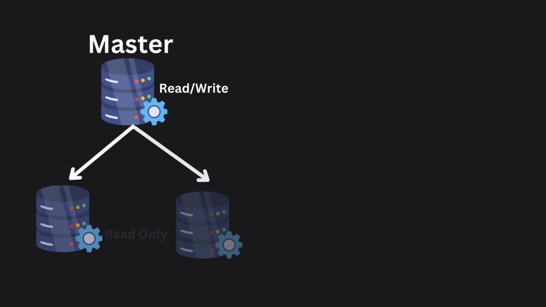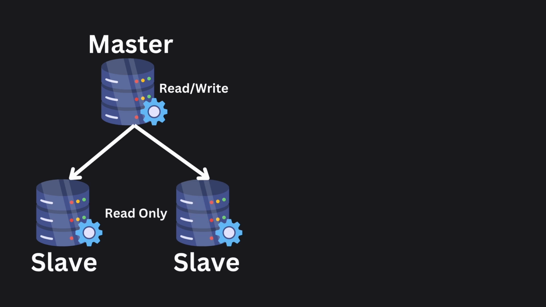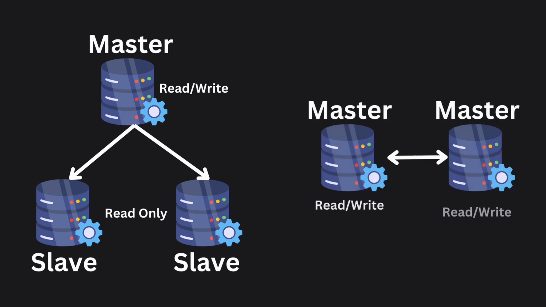And the next horizontal scaling option is data replication. This is keeping copies of data on multiple servers for high availability. We have master-slave replication, which is where you have one master database and several read-only slave databases. Or you can have master-master replication, which is multiple databases that can both read and write.